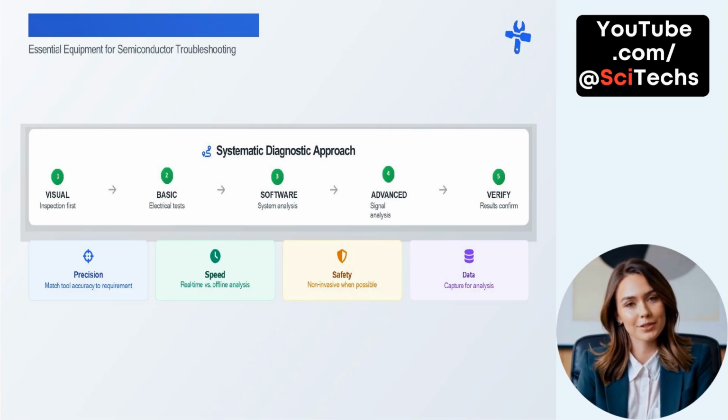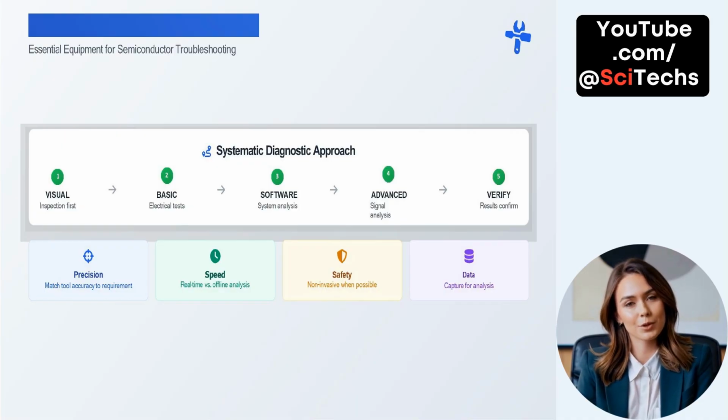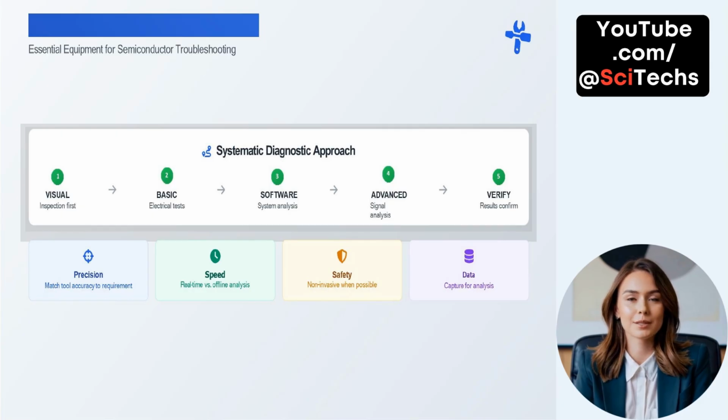Once the hardware appears stable, shift to software analysis. This includes checking system performance logs, running diagnostics, and identifying error codes. If necessary, move on to advanced signal analysis using oscilloscopes or logic analyzers to evaluate timing, signal integrity, and communication protocols. Finally, always verify your findings by confirming the system behaves as expected after interventions.